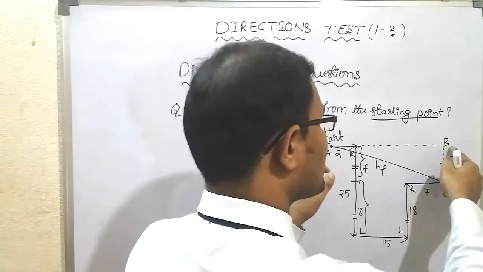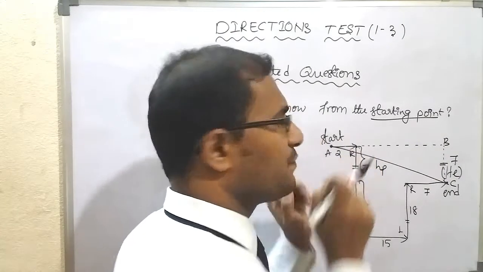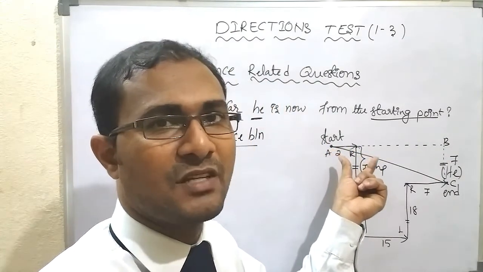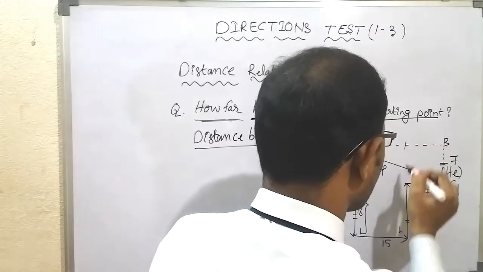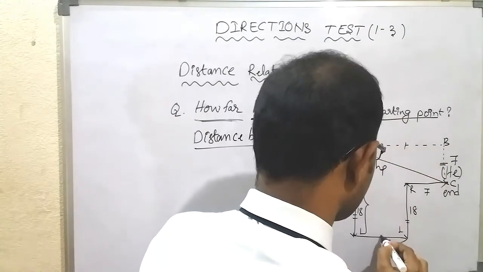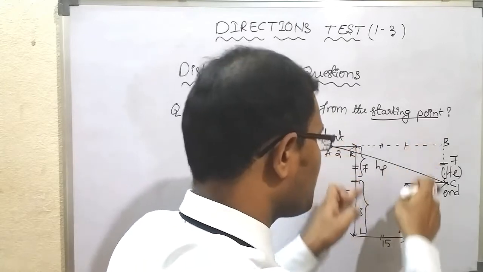Now let us come to this side. See, up to here it is 2. Up to here it is 2 kilometers, but we need to find out this part. Now see, this line is very similar, isn't it?